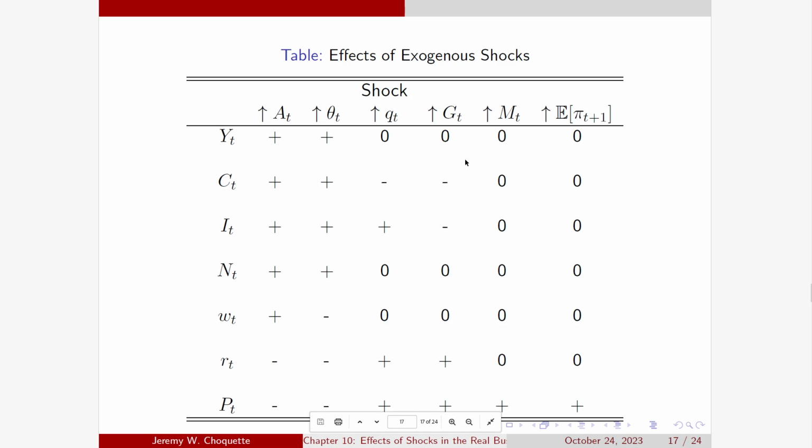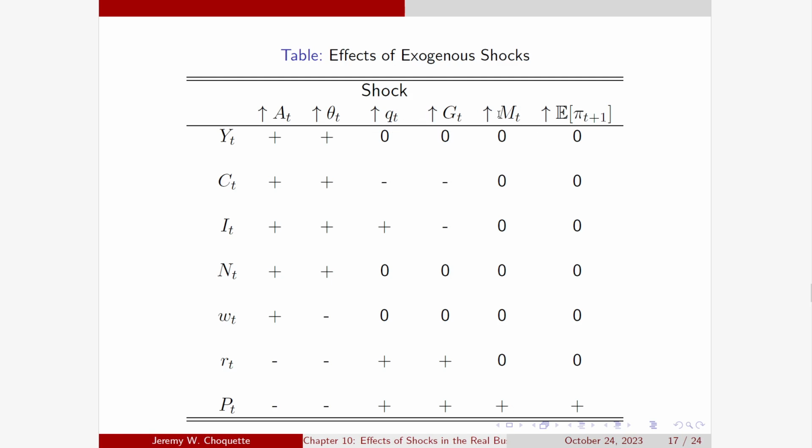Okay. What about government spending? So government spending, no change to output. Consumption and investment both decrease. No change to wages or labor. And then we get an increase in the interest rate and prices. So we can tell a difference between these two shocks because of the change in investment here. So we can identify these two shocks uniquely.